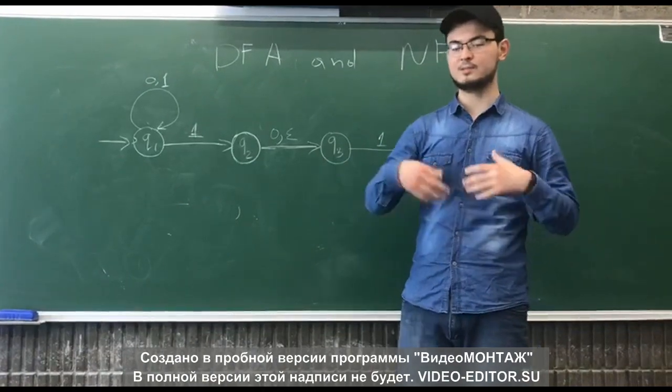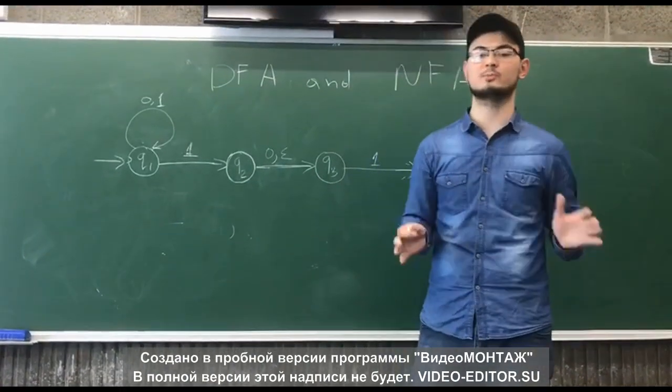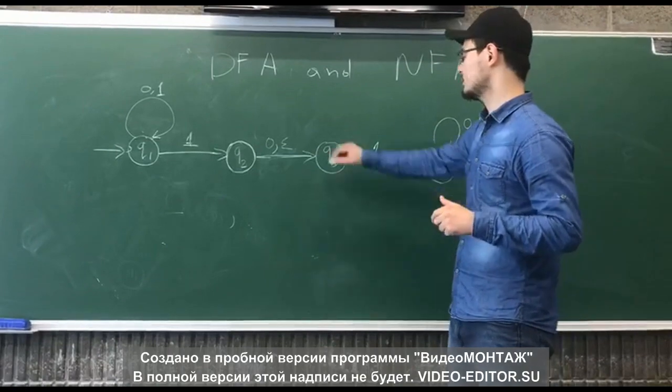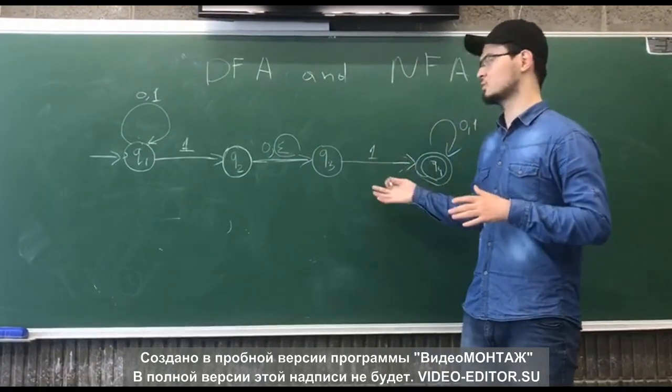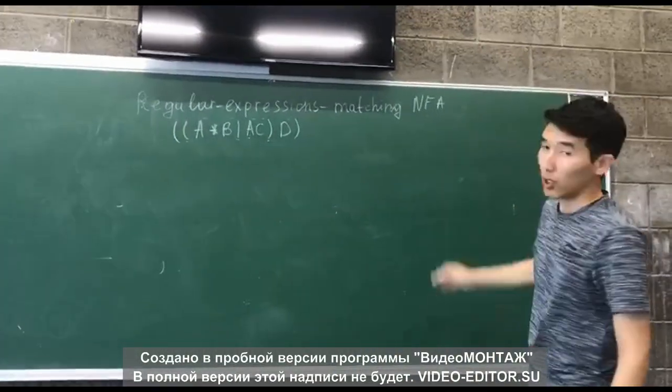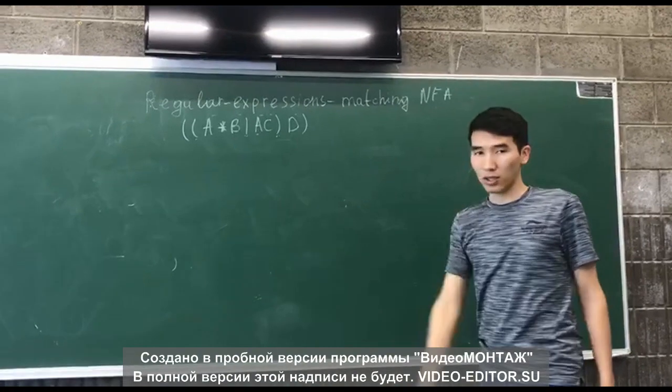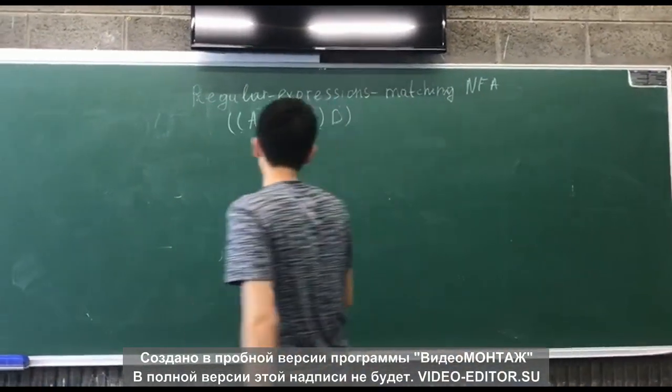The second difference is that in the DFA, empty string or epsilon are not possible. What is this? It is this one, epsilon. In NFA, it is possible. It is the main thing in regular expression matching to NFA. So let's convert these regular expressions to NFA. So let's draw it.